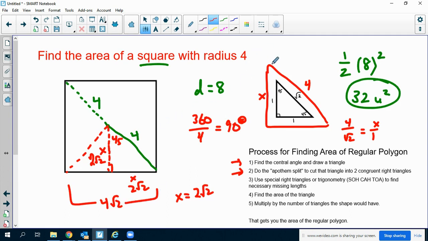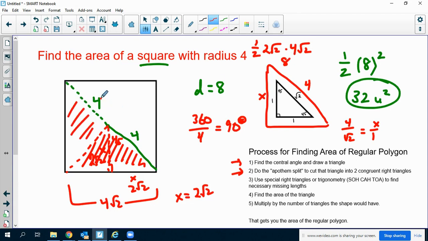And so I can either use side squared, which would be 4 square root of 2 squared, which ends up being 32. Or I can actually finish the process. So let's find the area of this triangle here. I have 1/2 times 2 root 2 times 4 root 2. That's 8 times 2 is 16 divided by 2. That's 8. And then multiply by the number of triangles that I have, which would be 4. 8 times 4 gives me 32. So no matter how I did it, I would still get 32 as my answer.